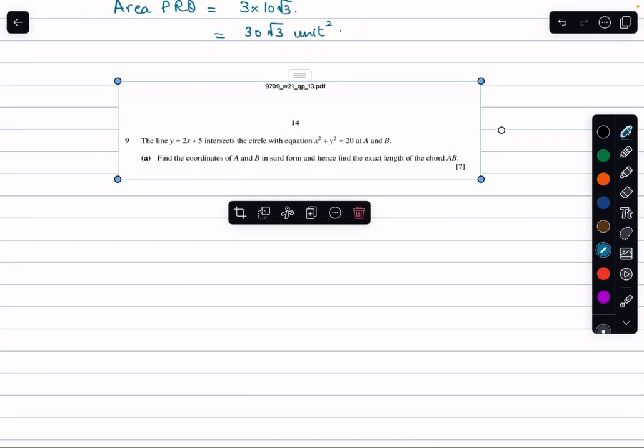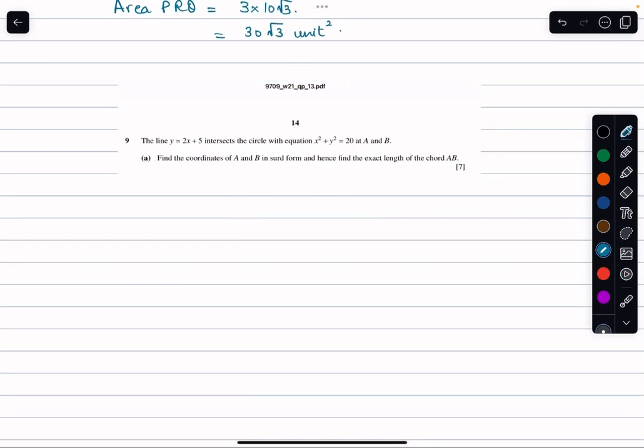So the third question that we have now is from year 21, winter, and it's variant 3 from paper 1, and the question says that the line y equals x plus 5 intersects the circle with equation x squared plus y squared equals 20 at A and B. So find the coordinates of A and B in surd form, this is important, and then hence find the exact length of the chord AB.